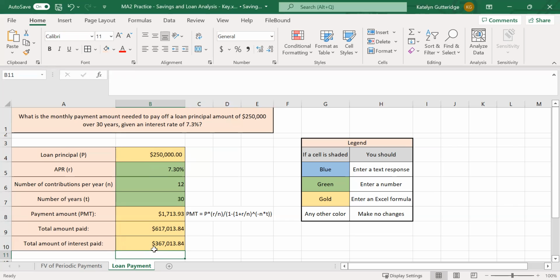Over that 30 years, we paid $367,013.84 in interest. I hope this helps. Let me know if you have any questions.